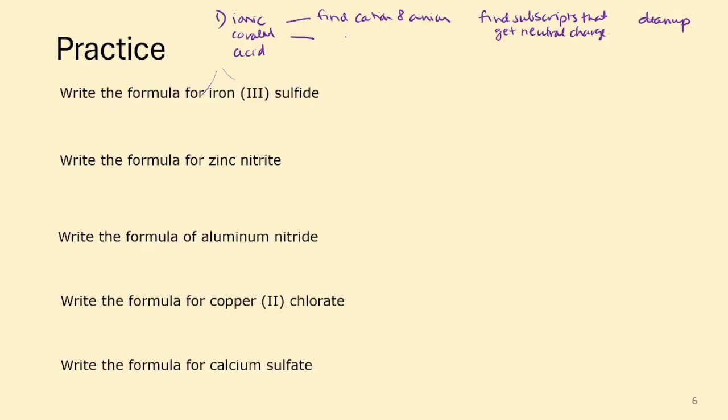If it's covalent, I'm going to use the prefixes to determine subscripts. And if it's an acid, I'm going to find the anion and then use H plus for cation. Even though it is covalent, we can get the answer right if we treat H plus as the cation, and then repeat the process as we do for ionic. Find the subscripts for neutral charge.